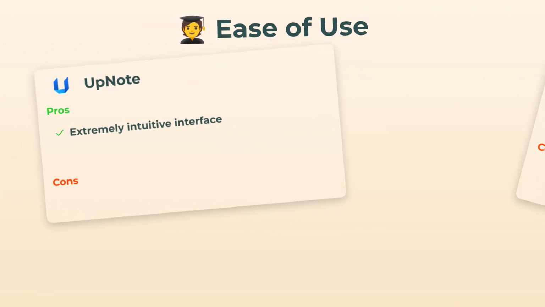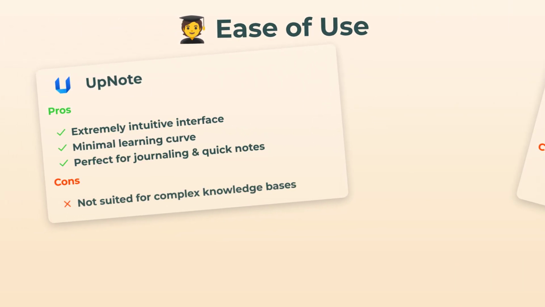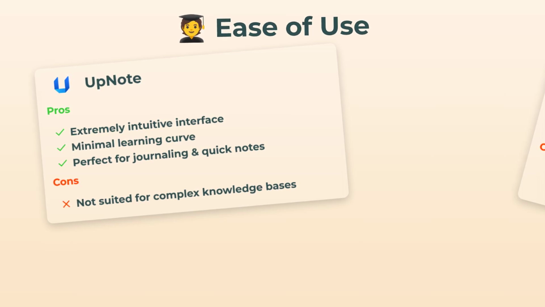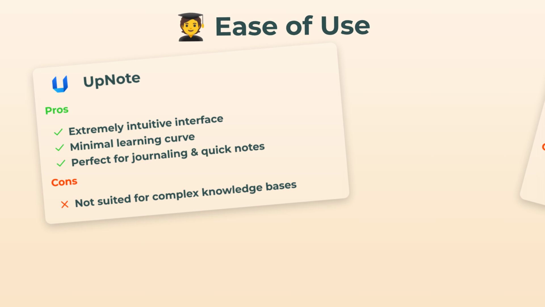Alright, ease of use. UpNote is like install and go. The interface is clean, it's ridiculously intuitive, and you barely need a manual. So if you want to journal or just jot quick notes, you can't go wrong. The slight problem: if your workflow needs anything complex, well, UpNote isn't built for those rabbit holes.